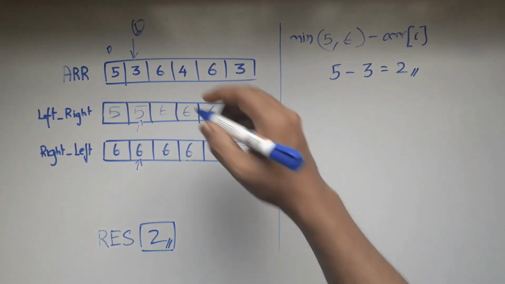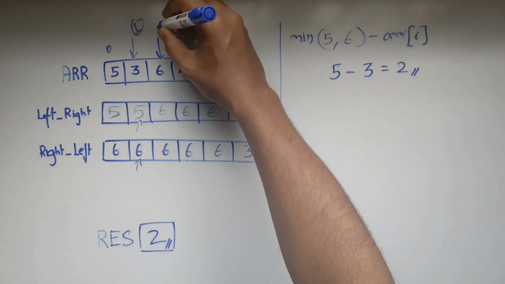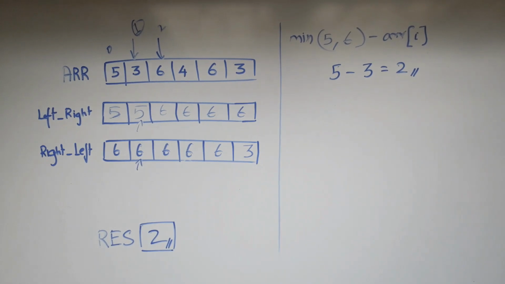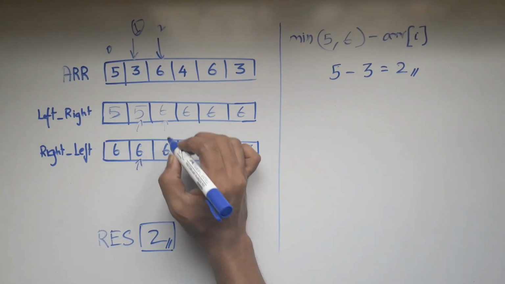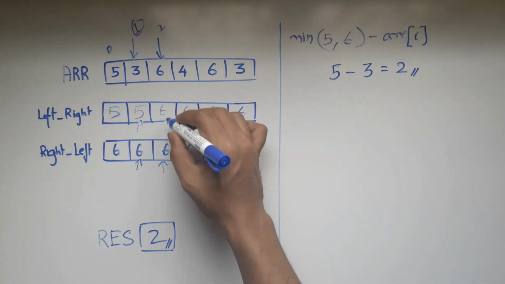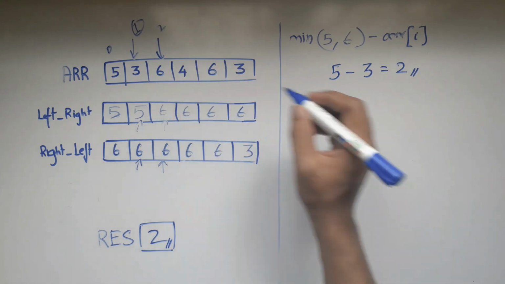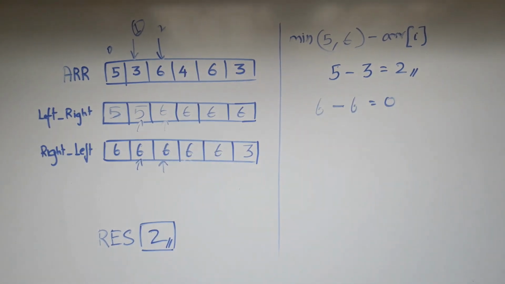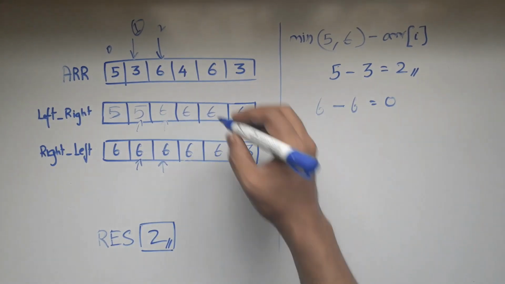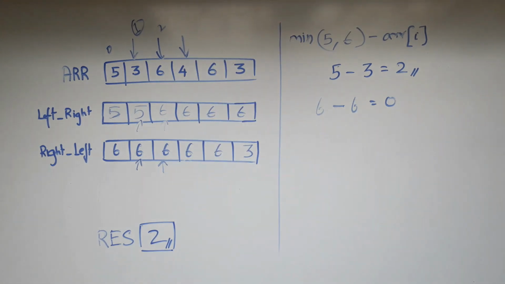And now we'll increment our pointer again. This will point to the second index, and then if we do the same process again, calculate the minimum between 6 and 6. The minimum is 6 again. So 6 minus the array value, which is also 6, is 0. There will be no change to our result. Now if we increment again, go to 4.